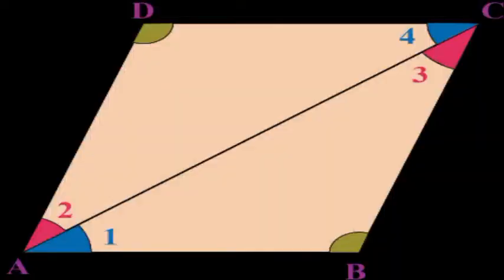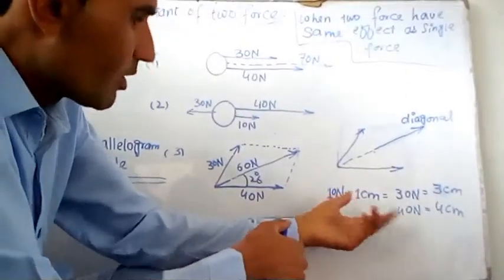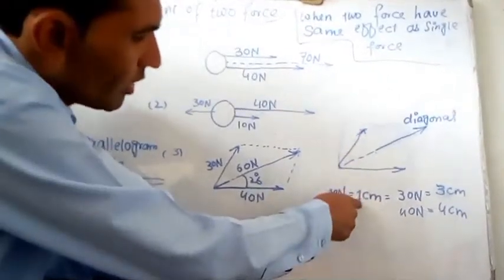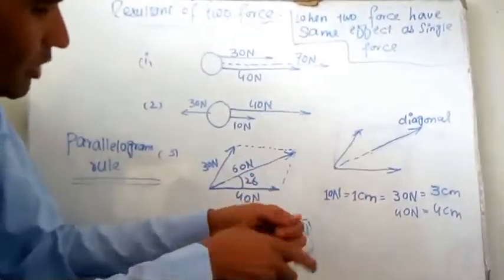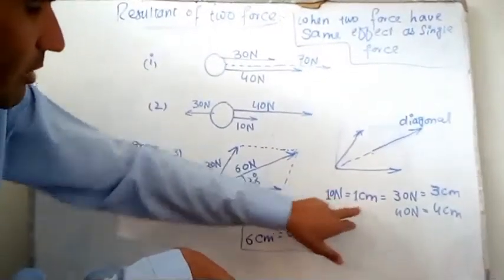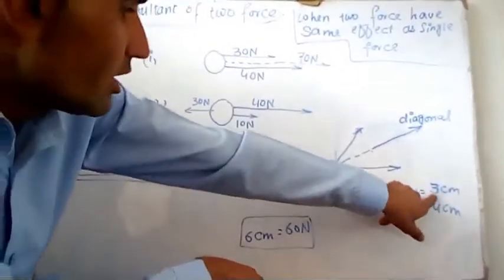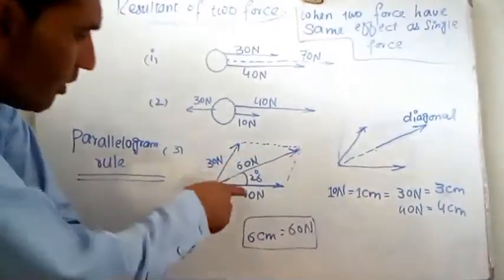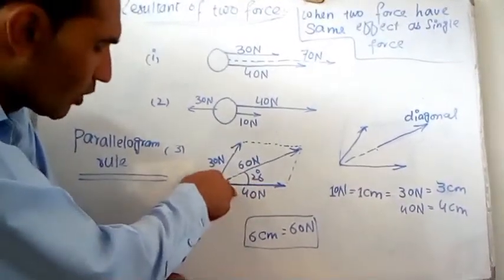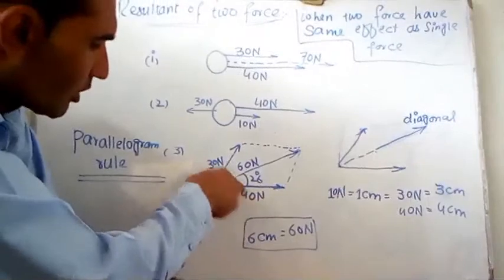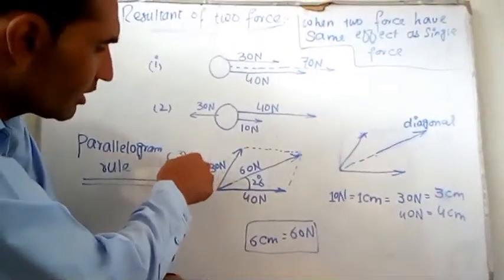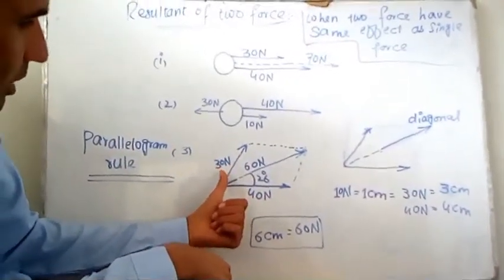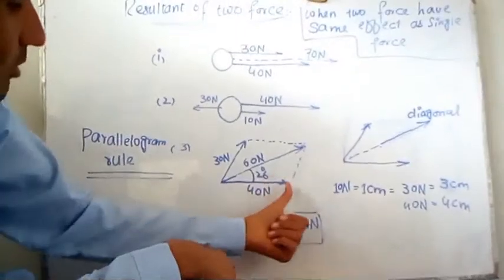Before this, we will also learn about the suitable scale. We should choose a suitable scale for finding these forces. For example, if 1 centimeter represents 10 Newton, then 3 centimeter will represent 30 Newton and 4 centimeter will represent 40 Newton. So we will draw this line 4 centimeter, which will represent 40 Newton force, and this line will be 3 centimeter, which will represent 30 Newton force.